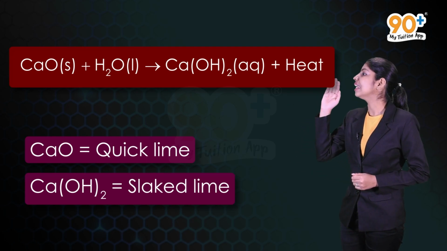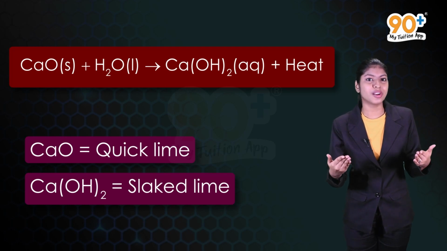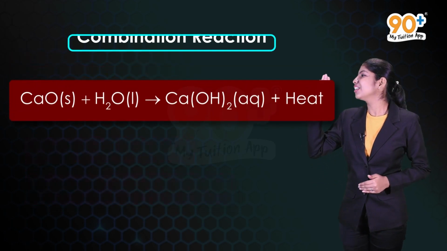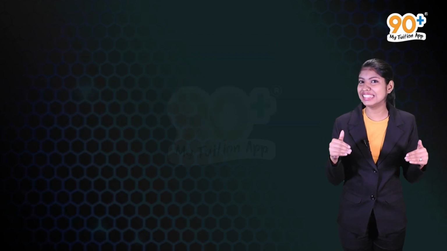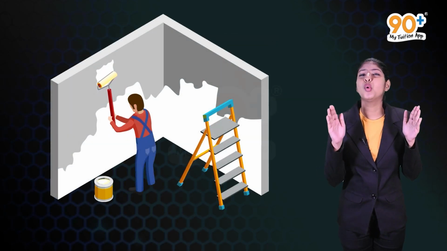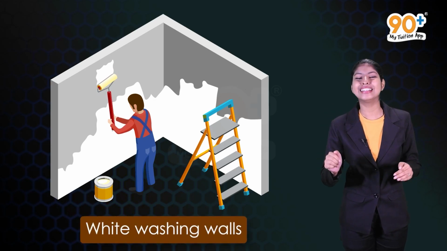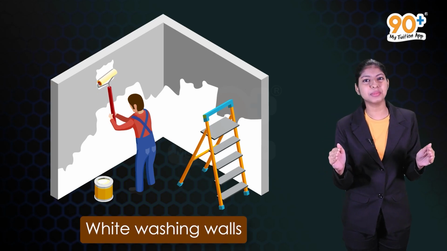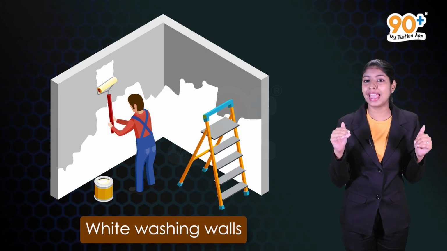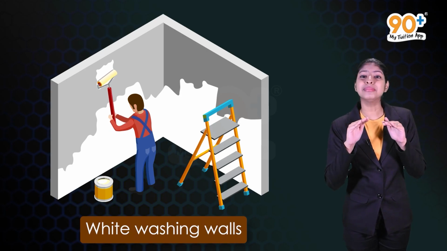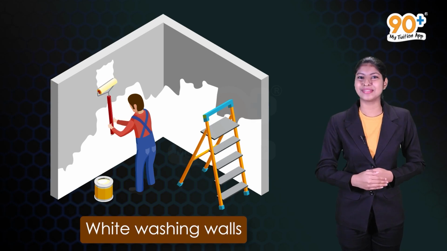Such reactions in which a single product is formed from two or more reactants are called combination reactions. So friends, this slaked lime is used for whitewashing walls. How does it work? We can say that calcium hydroxide reacts with the carbon dioxide present in the air to form calcium carbonate, which forms a layer on the walls.